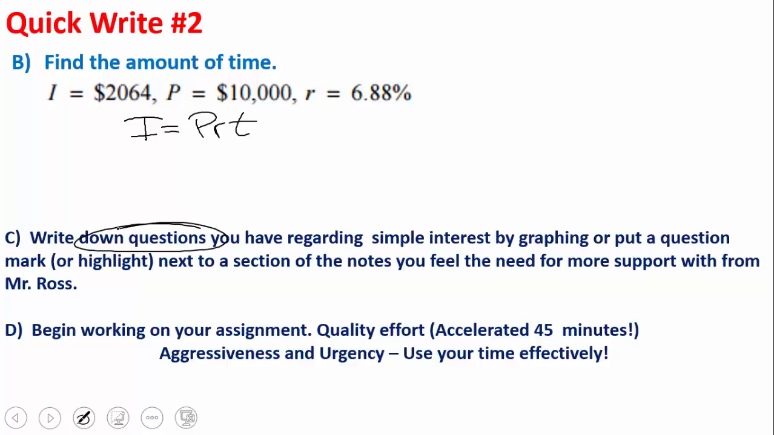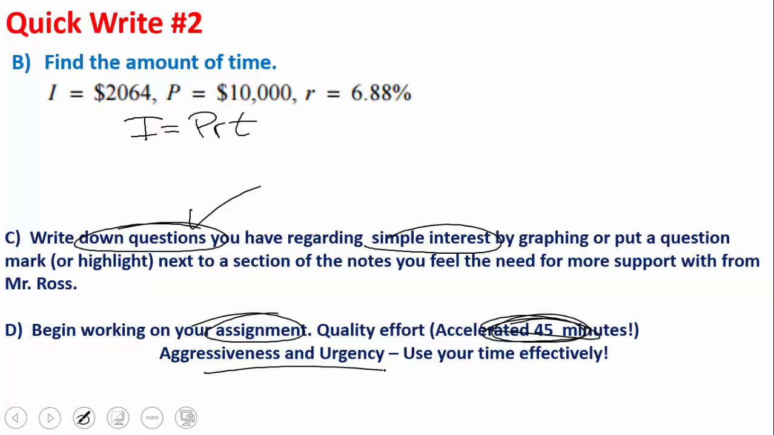Ladies and gentlemen, when you're done, please ask questions that you have. You're going to get more questions from working hard on your assignment than you are just sitting here looking at what we just did. But questions on simple interest. Okay? When you're done with the quick write, please begin working on your assignment. 45 quality minutes using aggressiveness and urgency. And again, as you come to questions that might be asked in a way that makes you think, I really don't know what they're asking there, I don't know how to find that, those are questions you bring to class.